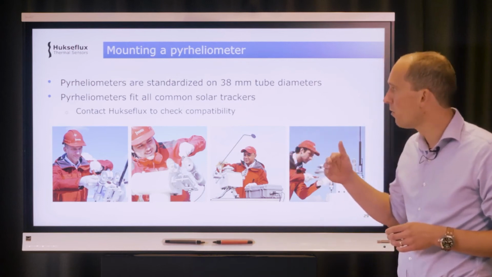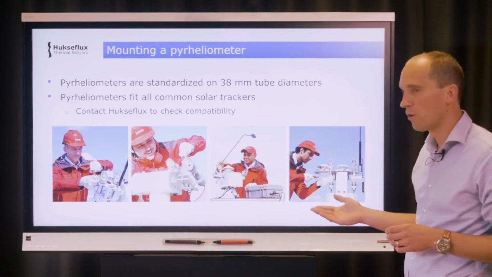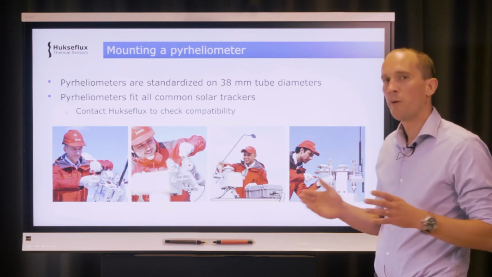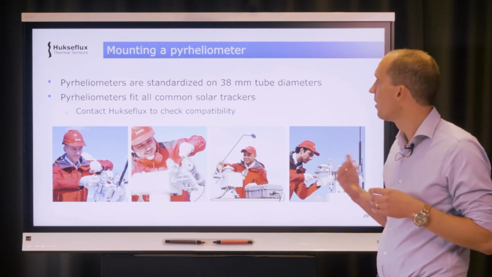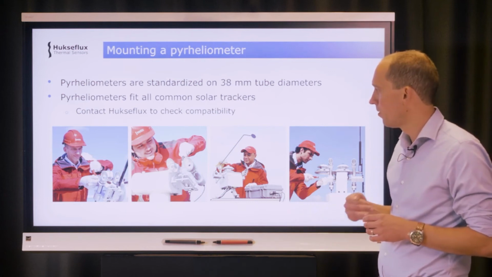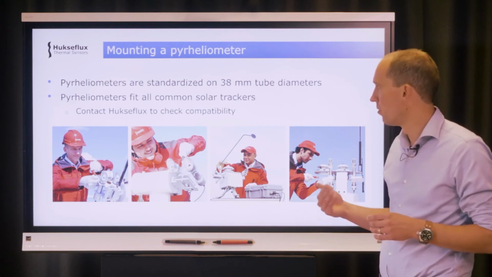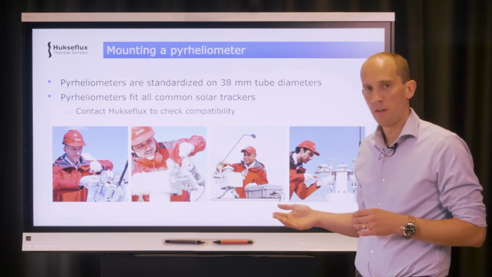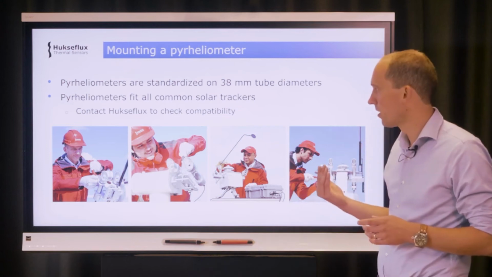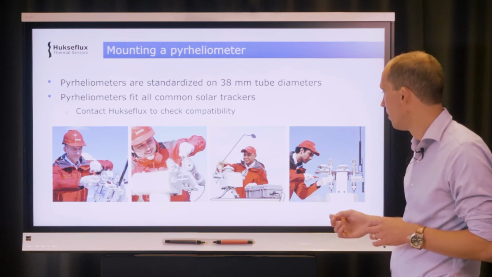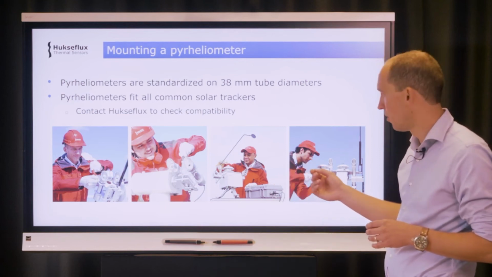Pyrheliometers also have to be mounted. Slightly different story because they are fitted on solar trackers. Now all the pyrheliometers in this world are standardized on 38mm tube diameters. And our pyrheliometers fit all the common solar tracker models. Well, if you have doubt or if you want to be sure, you can always contact Hukseflux to check the compatibility of the pyrheliometer with the solar tracker. You see some pictures of examples.